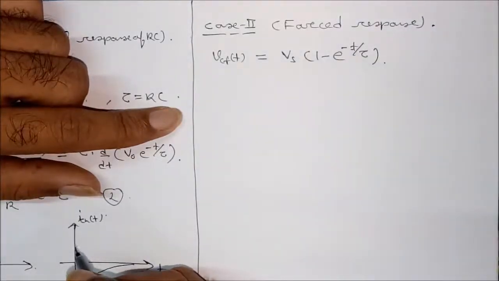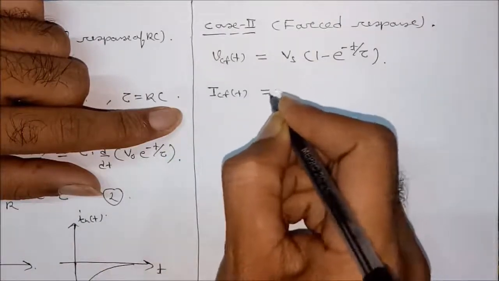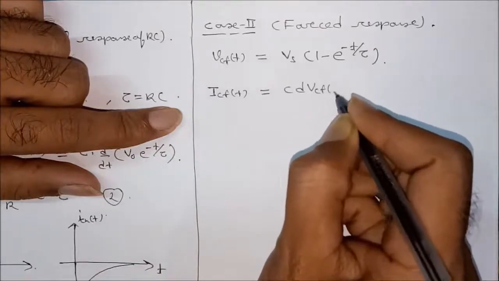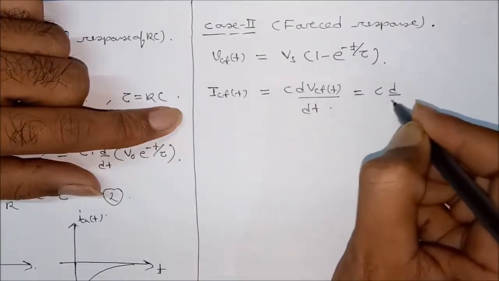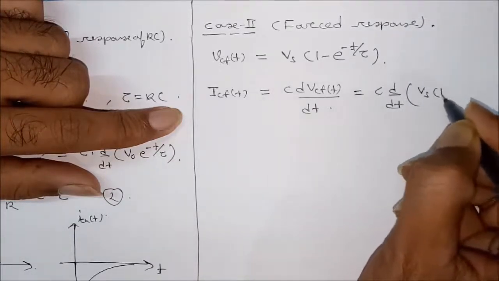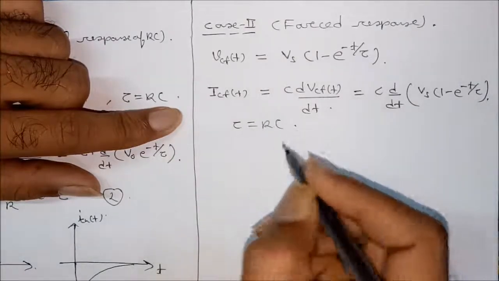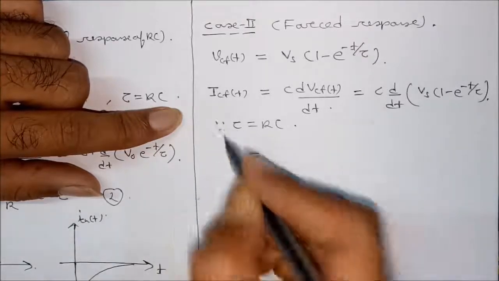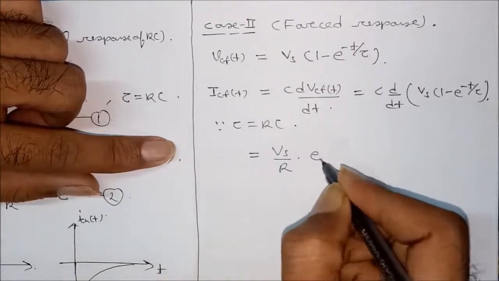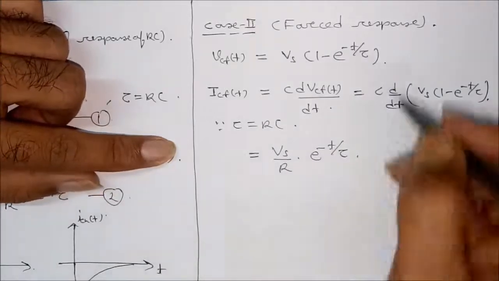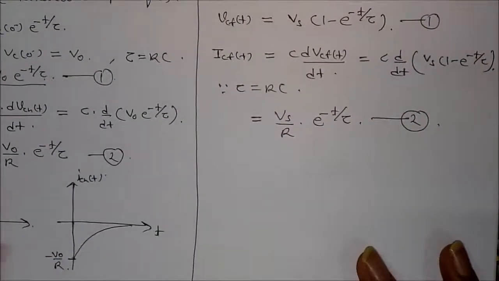Is it okay? So now the current Icf(t) is equal to C dVcf(t) divided by dt. If you do C d by dt of Vs times 1 minus e to the power minus t by tau, where tau is equal to RC, you will get Vs by R into e to the power minus t by tau. This is 1 and this one is 2.